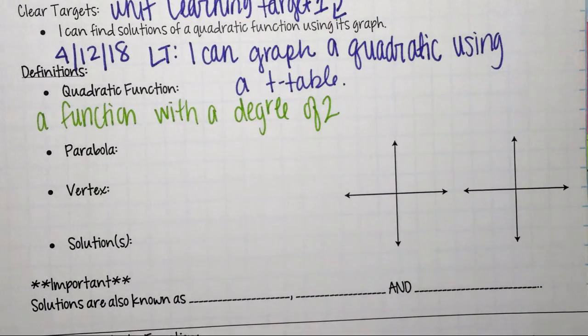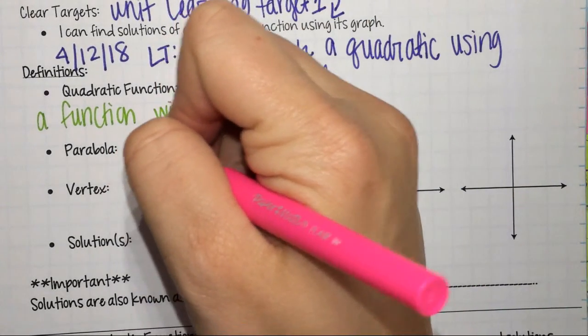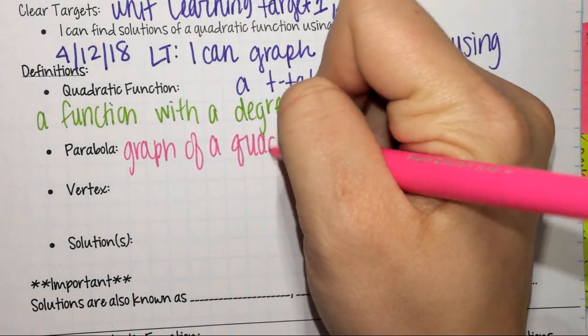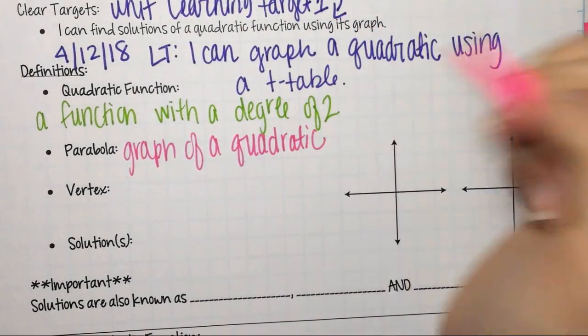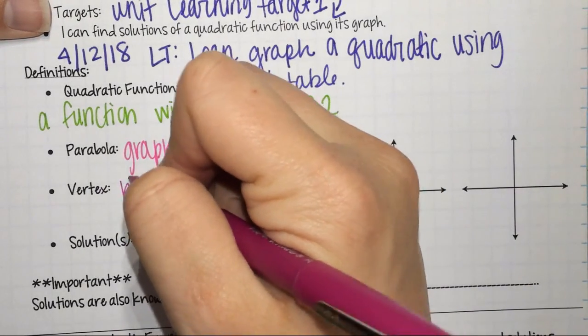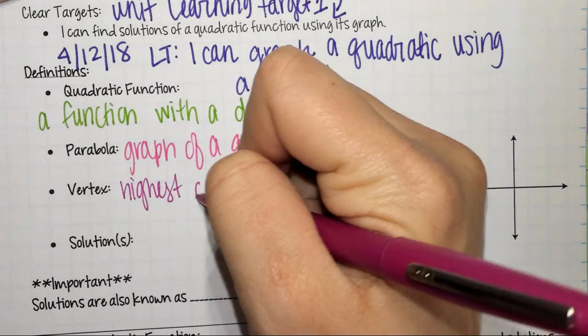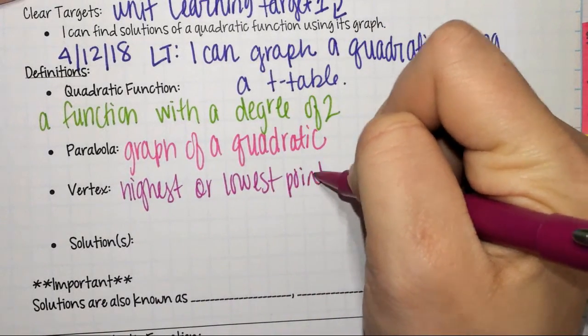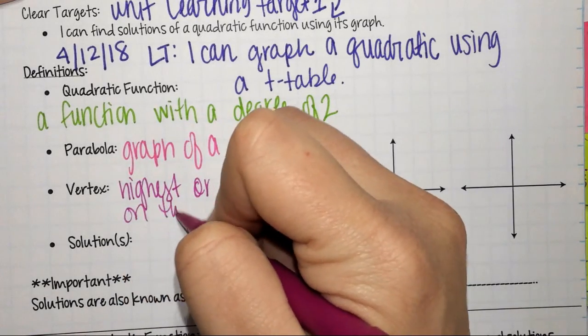Now a parabola is the graph of a quadratic. It's not "parabola." It is not a disease. Alright, the vertex of a parabola is the highest or lowest point on the graph.